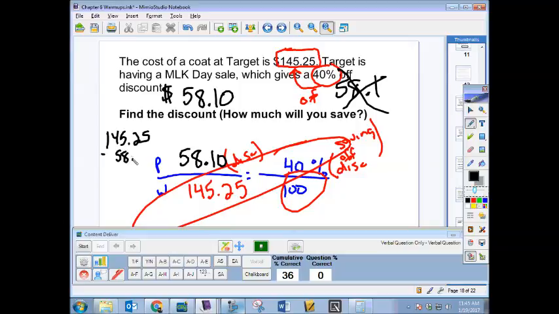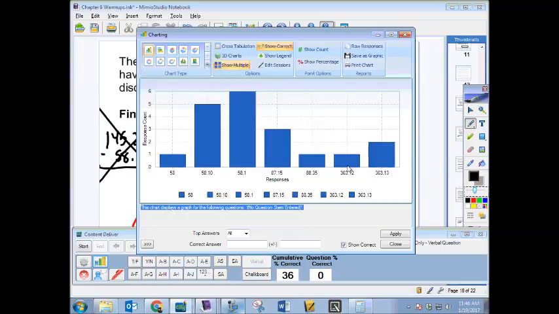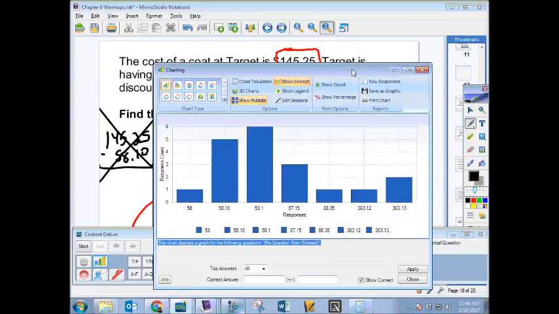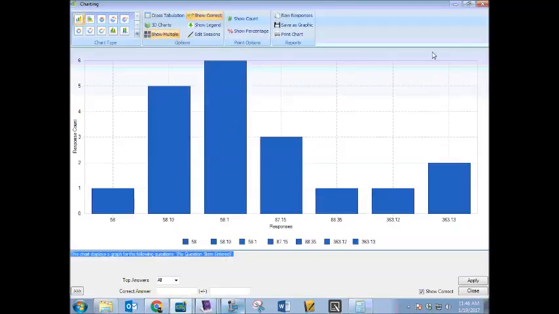Now here's what people get confused on, is they say, okay, do I have to subtract? Do I have to actually do 58.10? Do I need to subtract here? No! What's the question asking for? The discount, because that's the percent discount. This is the actual discount. You do not subtract here. Let's see if anybody did. Well, a couple people.